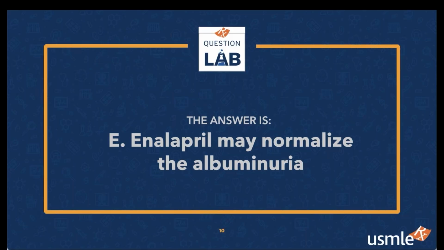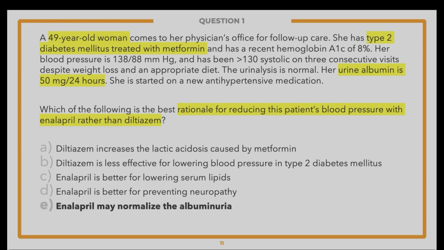And the answer is answer choice E. Enalapril may normalize the albuminuria. So nice work, everybody. This was a good way to get started. A lot of you got that one right. But for those of you who didn't, that's okay. That's why we're here. So Abraham is going to walk us through this one. Abraham. Great job, guys. So a classic question here.